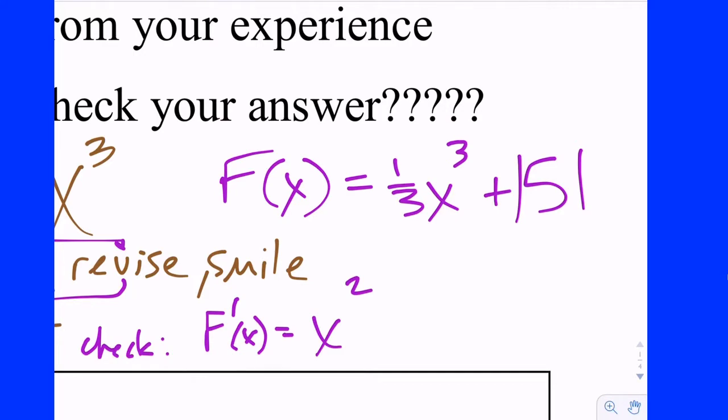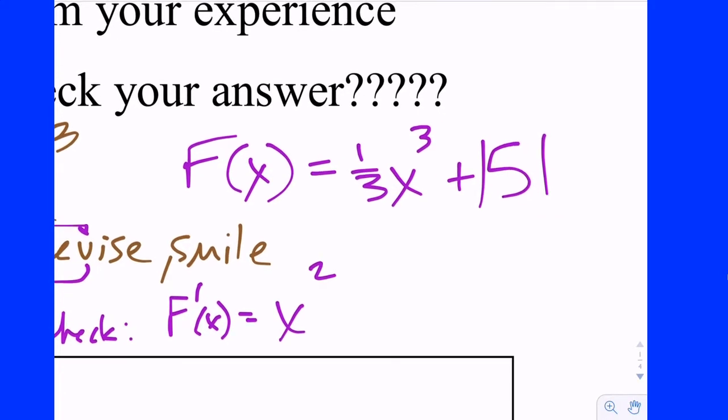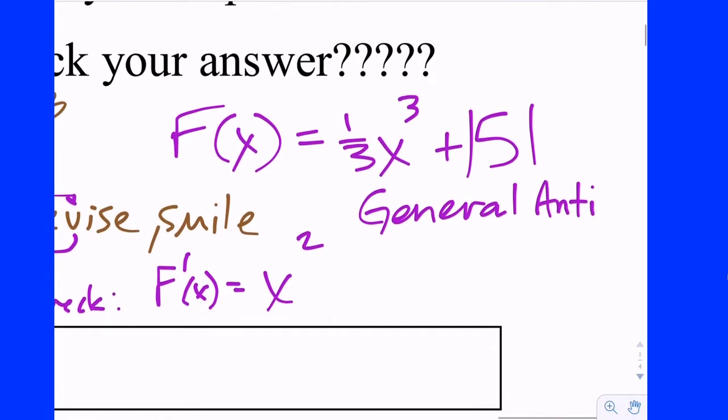Yeah, how many antiderivatives are there? Infinitely many. But they all differ just by a what? By a constant, right? Because we know when we take the derivative, we lose information. So here we go. We can actually come up now with a general antiderivative.